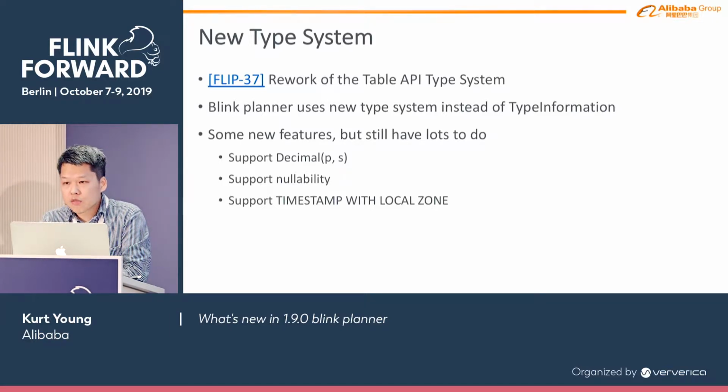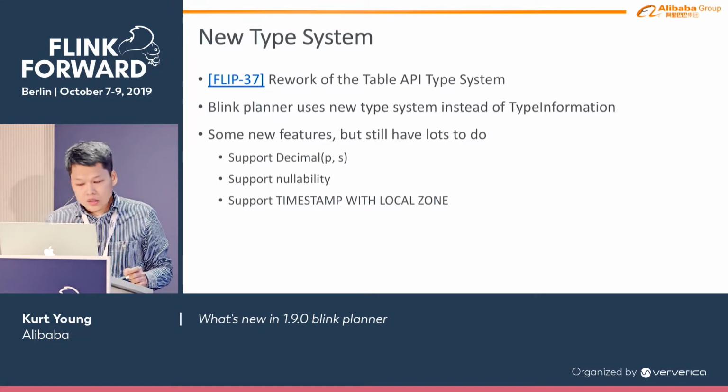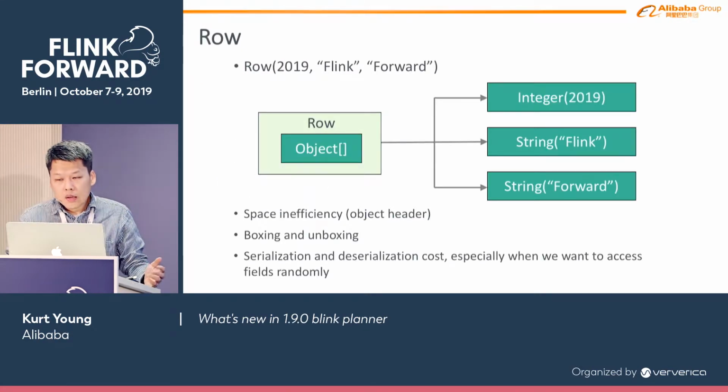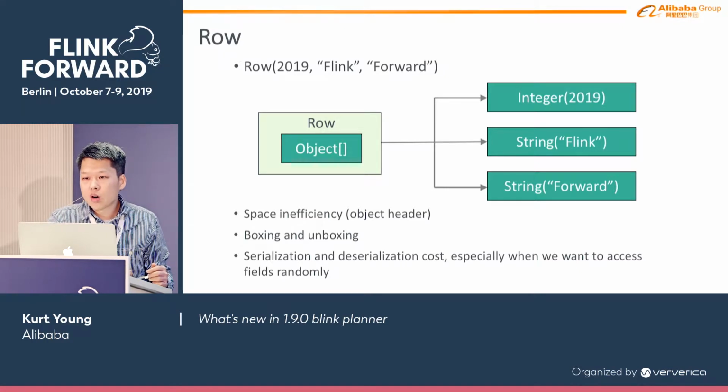So we introduced some features like decimal. We can finally bring the precision and scale information along with the type. And we can also bring the nullability information along with the type. We also did some extending of the type system. But this is just the beginning. We still have a lot of features to add in future versions, of course. So after we introduced the type system, we began to seek some improvements for our common data structures.